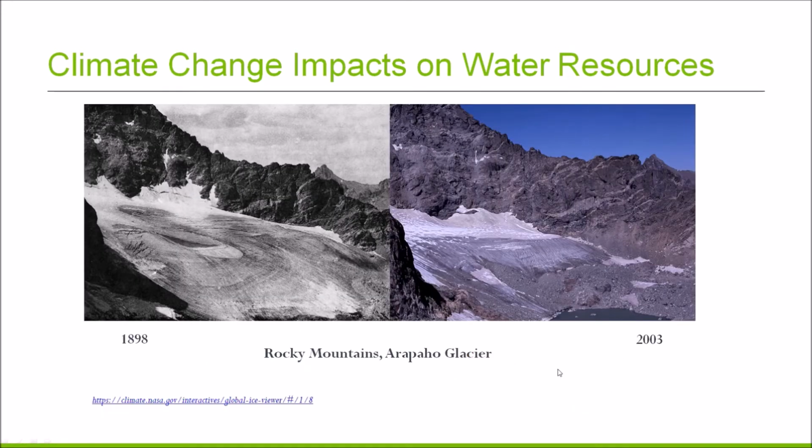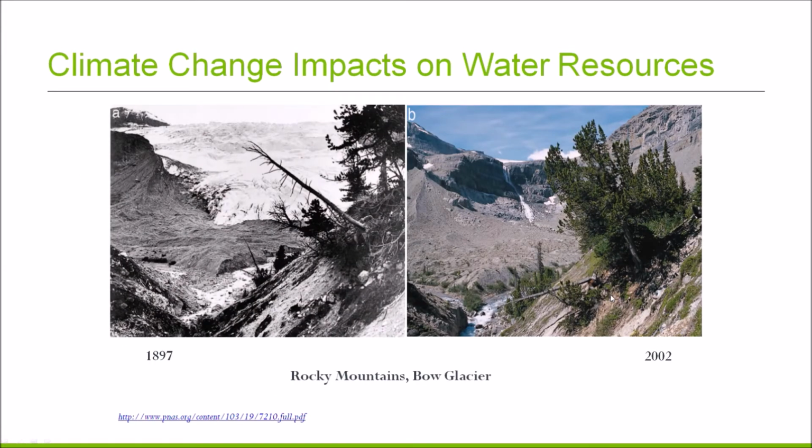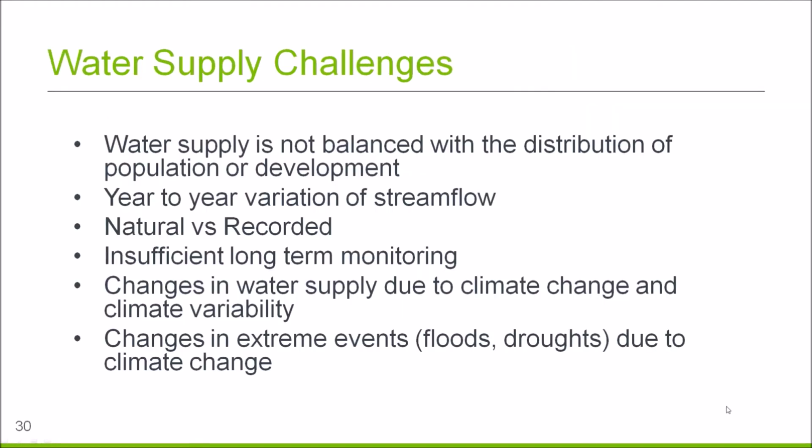This is a photograph I've taken from this paper. It's showing how things were in 1898 and how things are in 2003. You can see there's a lot of glacier retreat there. This is a similar kind of photograph, and things have changed from 1897 to 2002.